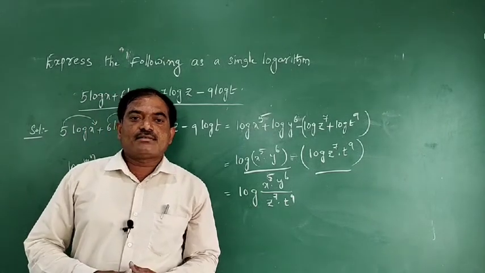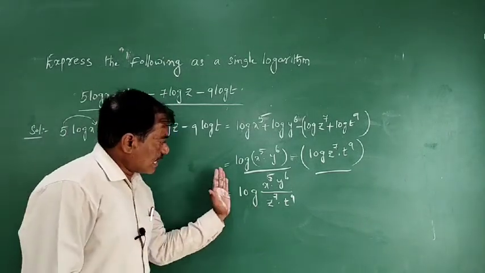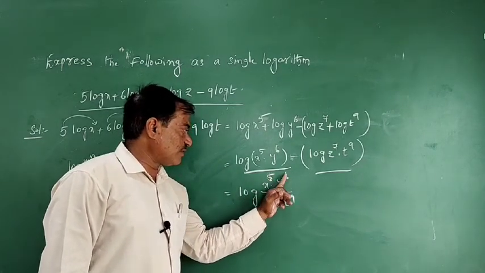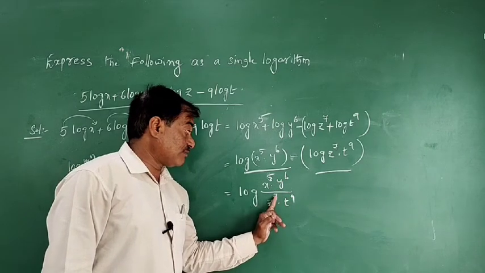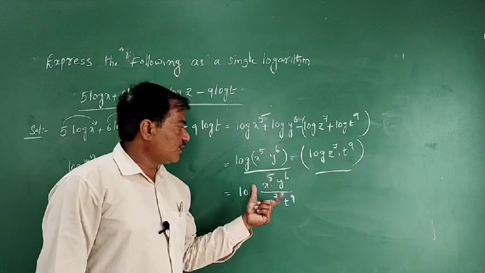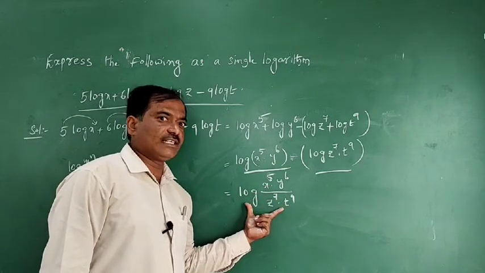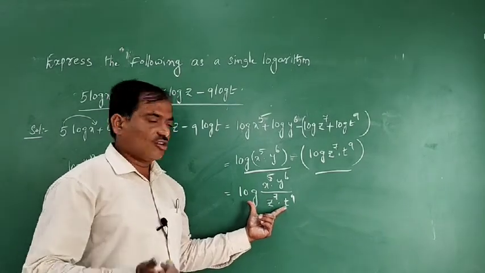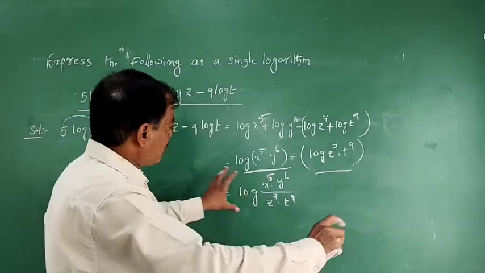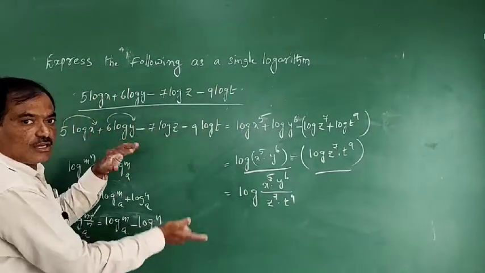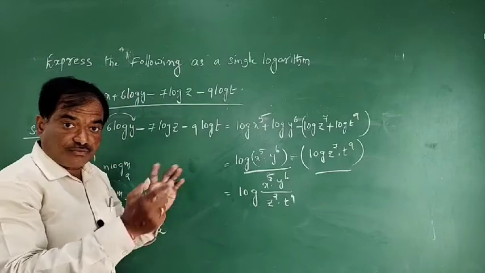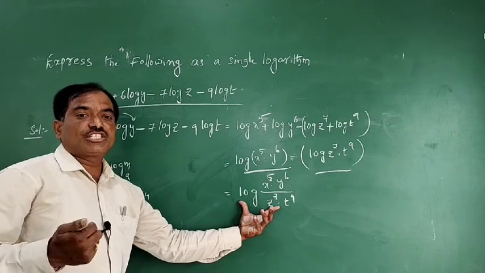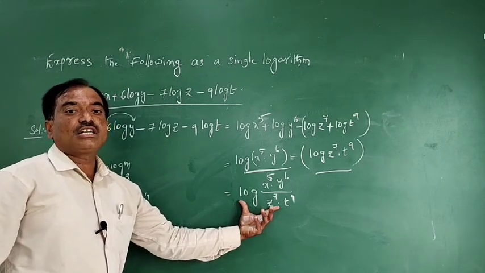Students, in the next class, if this kind of expression is given, log of x to the power of 5, y to the power of 6 by z to the power of 7, t to the power of 9, and the question is to express this function in terms of log x, log y, log z, log t, we express it in this form. So this is the reverse process. In the next class we will see that process: if a single function is given, we express it as a sum or difference of two or more logarithmic functions.